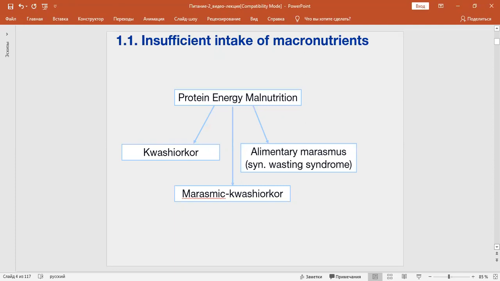The first part of the lecture concentrates on the deficient intake of macronutrients, and we start with protein and energy malnutrition. Malnutrition is classified into two classical syndromes, kwashiorkor and marasmus, or wasting syndrome. And it may be a mixture of both, marasmic kwashiorkor.